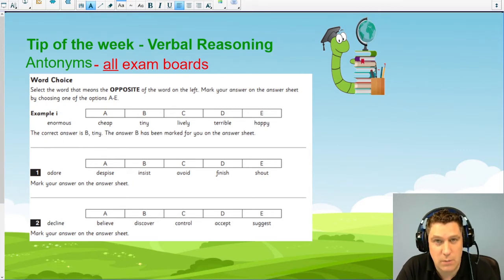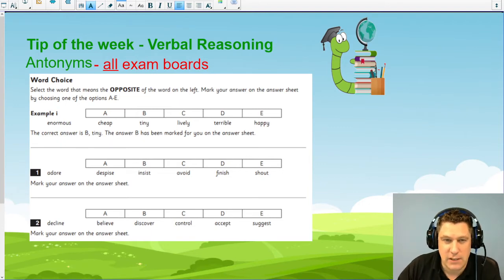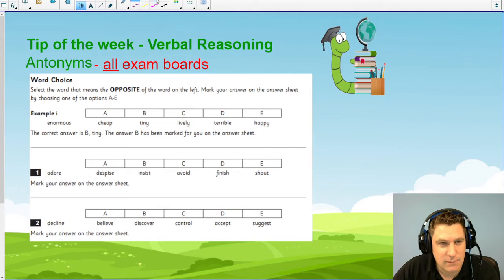Now, what we're going to talk about in terms of the tip of the week is ways of approaching antonyms. Sometimes our students find antonyms more challenging than closest in meaning, and certainly within their own schooling they're more likely to focus on closest in meaning than they are antonyms. But we know that opposites are important to practice, and we're going to have a look at a couple of examples now. So we've got a fairly easy example question here.